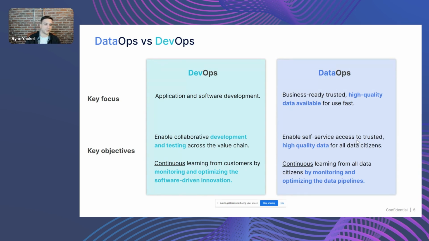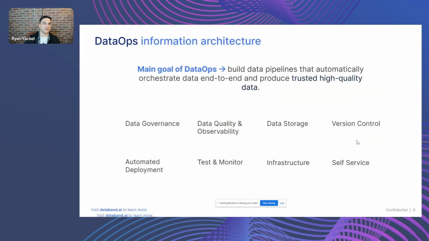What you're doing is not just application software development; you're producing high quality data that's readily available for you to use fast. And there's that other word that we'll be talking about today, which is continuous. This is really about continuous learnings while monitoring and optimizing data pipelines. That's important because if you look at the full data ops information architecture, the main goal is to deliver this trusted, high quality data. There's a lot of things we could talk about: governance, data storage, infrastructure, version control. I don't have time for that today because I only have about 20 minutes.